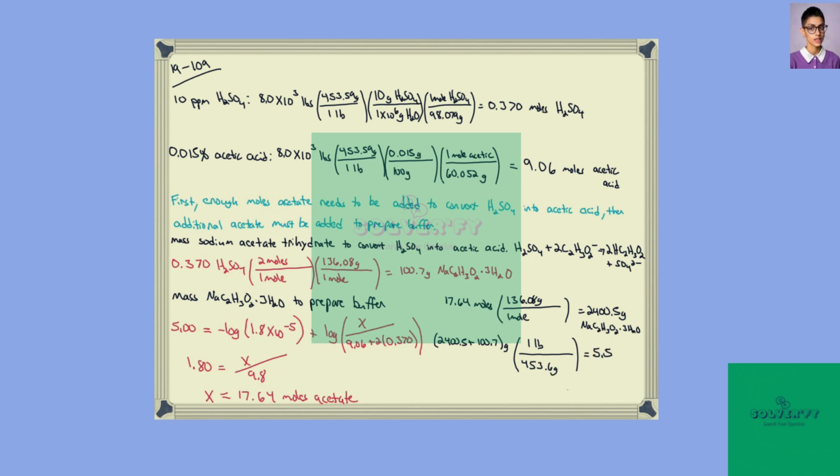So the total amount will be the sum of those 2 amounts. But it doesn't want the mass in grams, it wants the mass in pounds, of course. So once I sum these together to get the total mass in grams of sodium acetate trihydrate, I need to divide it by 453.6 grams to get pounds. And I get about 5.5 pounds of sodium acetate trihydrate that is needed per hour to keep the pH of 8,000 pounds of water containing 10 ppm sulfuric acid and 0.015% acetic acid at a pH of 5 or greater.